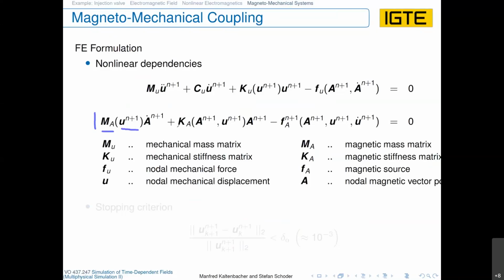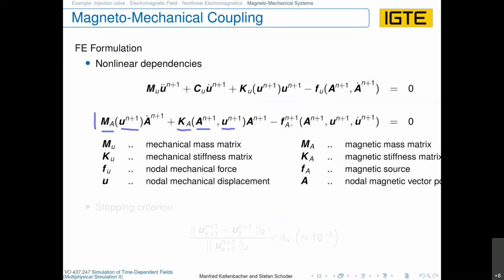We have the magnetic stiffness matrix, which clearly also depends on the mechanical displacement, but due to material nonlinearities, the permeability is a function of the magnetic induction, so it also depends on the magnetic vector potential.